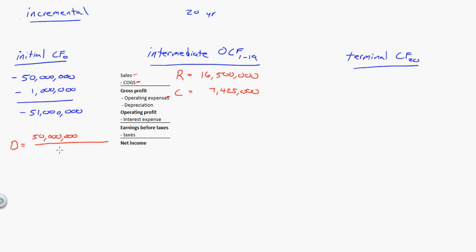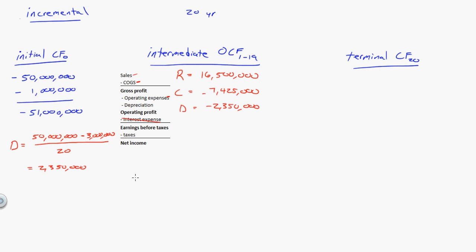So I take that $50 million, divide by 20 years, except that plant still has some value. The equipment still has some value 20 years from now when this thing is over. That's my salvage value. So 50 million minus 3 million, my depreciation is going to be $2,350,000. My next thing here is the interest expense, but I'm not going to bother with the interest expense.